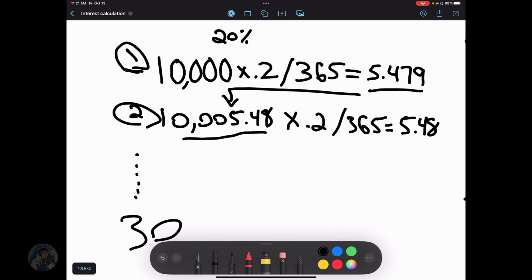And so on and so on until you get to your 30th day. We'll just blow it out of the water and say that you'll have a total balance of about $10,100 at the end of the month, right? So you'd have $100 worth of interest tacked onto your bill. I know that's very high. I didn't complete the math all the way out, but you could if you wanted to.